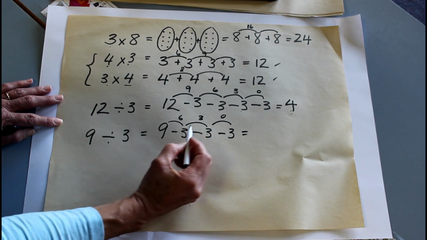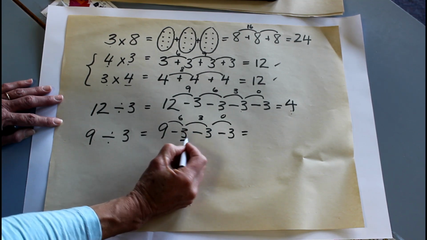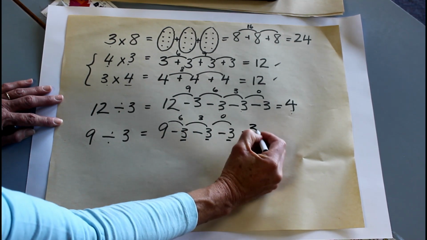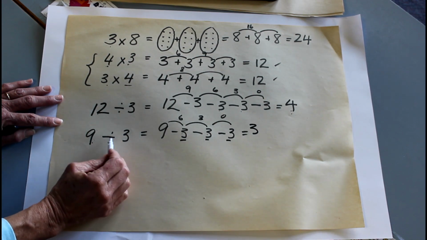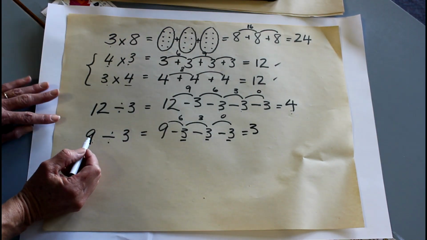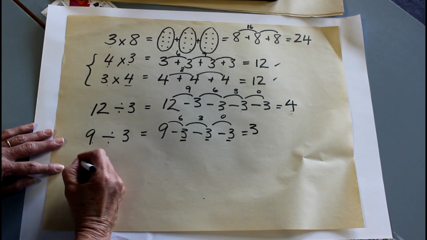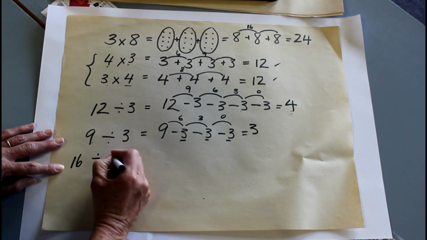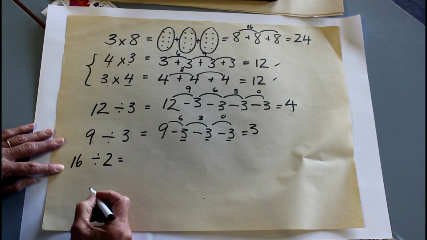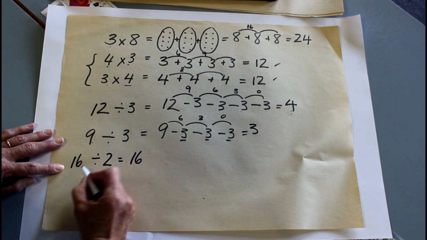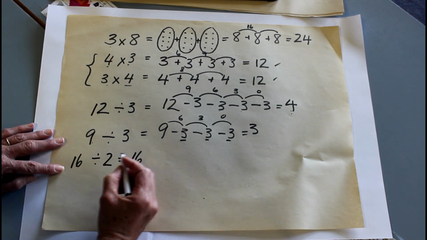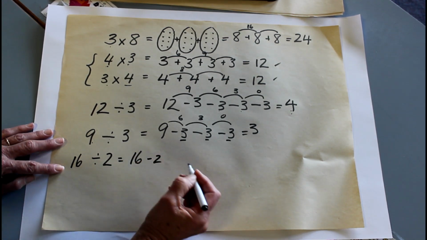So I know that. I'm going to count up my 3's now. 1, 2, 3. Okay, so 9 divided by 3 is 3. Let's do one more. Let's do 16 divided by 2. So again, I have to start with 16, because that's the number I'm starting with, and I've got to break it up into a whole lot of 2's. So let's do take away 2.